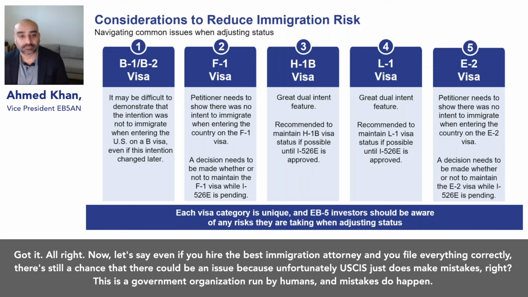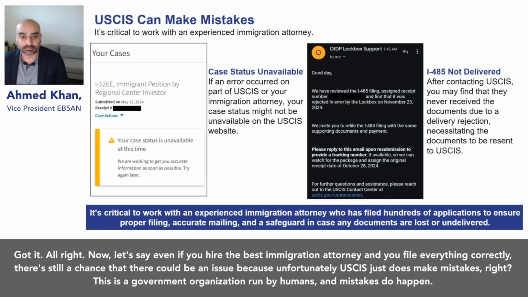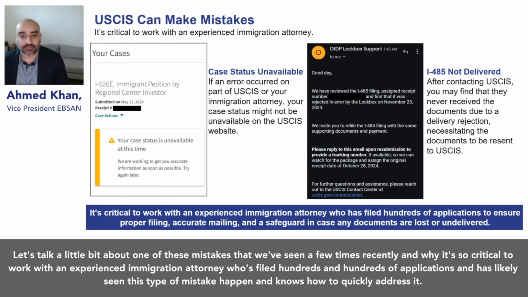Got it. All right. Now, let's say even if you hire the best immigration attorney and you file everything correctly, there's still a chance that there could be an issue, because unfortunately USCIS just does make mistakes, right? This is a government organization run by humans and mistakes do happen. Let's talk about one of these mistakes that we've seen a few times recently, and why it's so critical to work with an experienced immigration attorney who's filed hundreds and hundreds of applications and has likely seen this type of mistake happen and knows how to quickly address it.